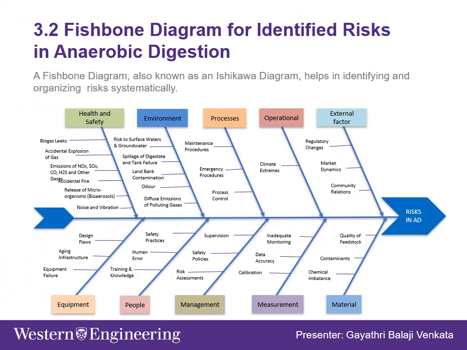Fishbone diagram for identified risk in anaerobic digestion. We use the fishbone diagram to identify and categorize risk in anaerobic digestion. The diagram sorts risk into areas previously mentioned like health and safety, environment, process, equipment, etc. Each category lists specific risks such as biogas leak, land bank contamination, equipment failure, and many others. This method helps spot potential issues and their causes, making it easier to develop strategies to address them. The fishbone diagram ensures all parts of the AD process are considered, supporting safer and more efficient operations.